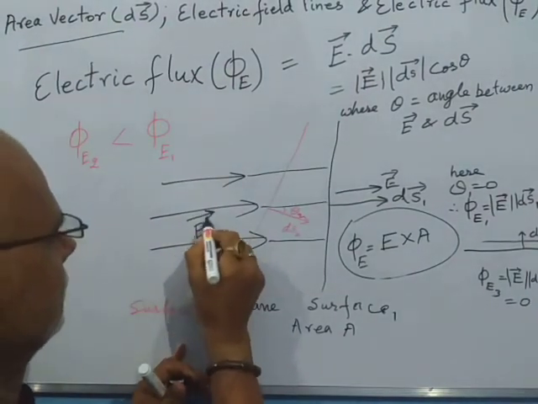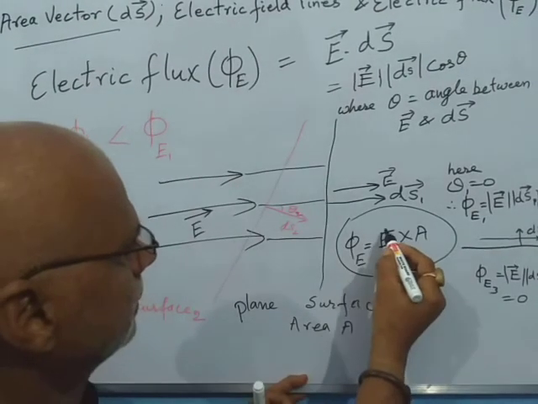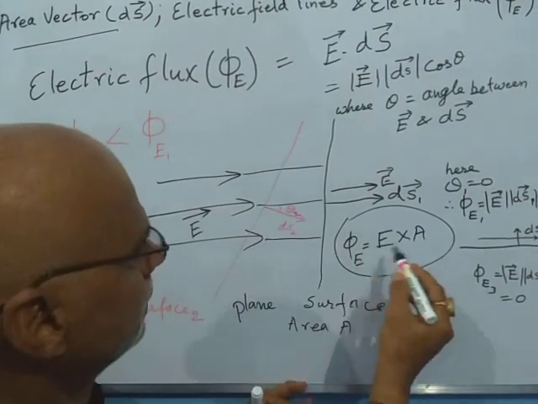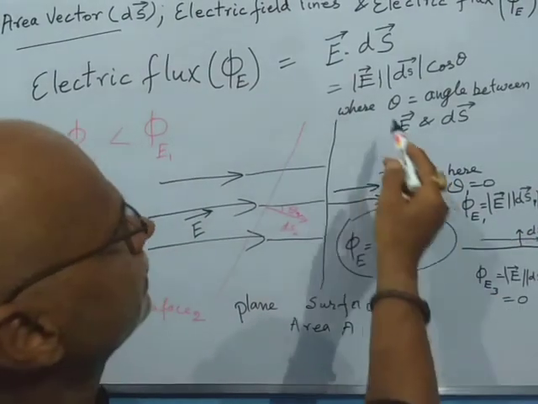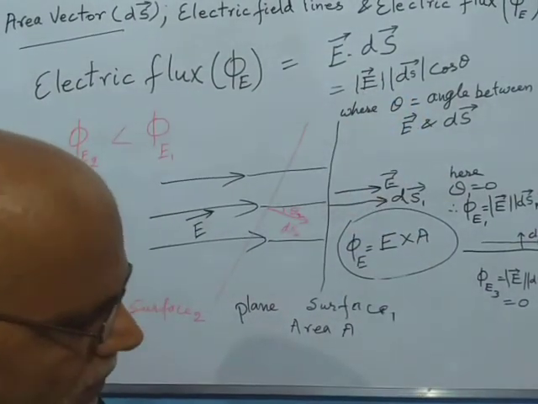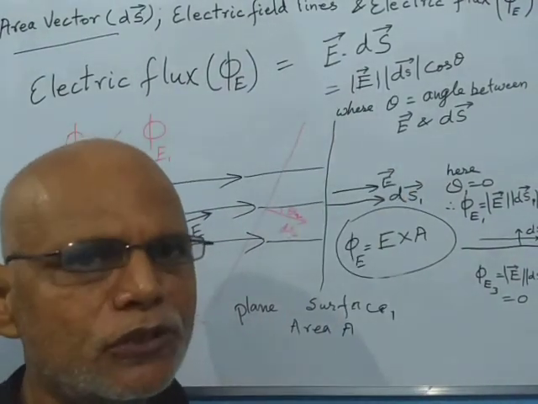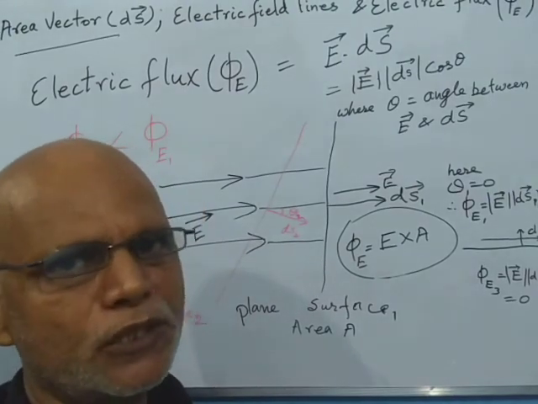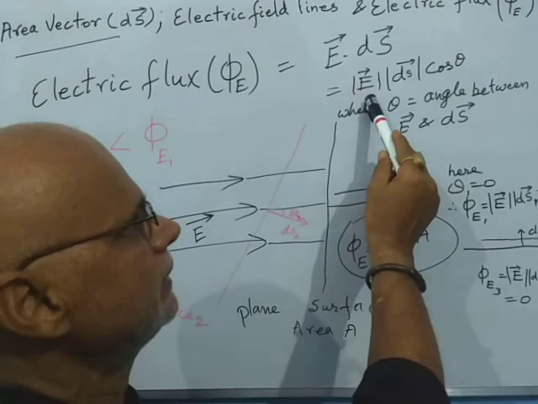So we have now understood that E dot dS, with area vector dS, will be the electric flux, and we expand it as the magnitude of E, magnitude of the area vector, into cos of the angle between vector E and vector dS.